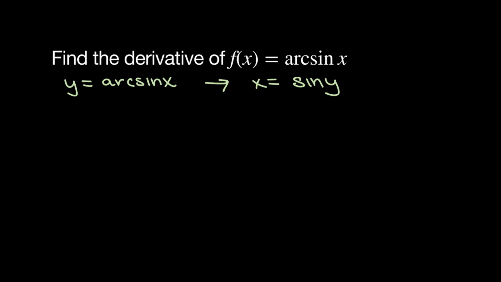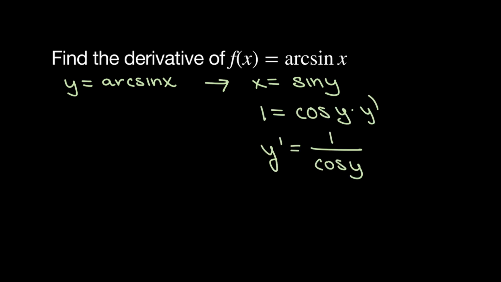The inverse of sine is x equals sine of y. We can take the derivative implicitly. We actually already did that, so I'll just copy down my work. When we did that earlier, we got y prime is 1 divided by cosine of y. Now the next thing I want to do is get this derivative in terms of x. I want to be able to just work in terms of x. I don't want it to be in terms of y.